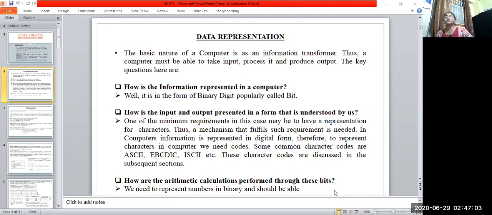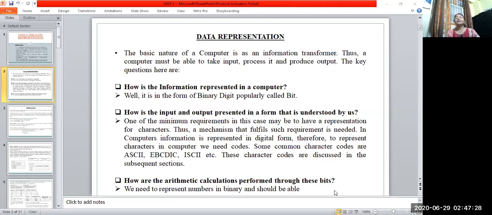So how is arithmetic calculation performed through these bits? How does the computer understand whether the given number is positive or negative, whether the user wants to do an addition or a subtraction operation, and how does the circuit perform all these things?